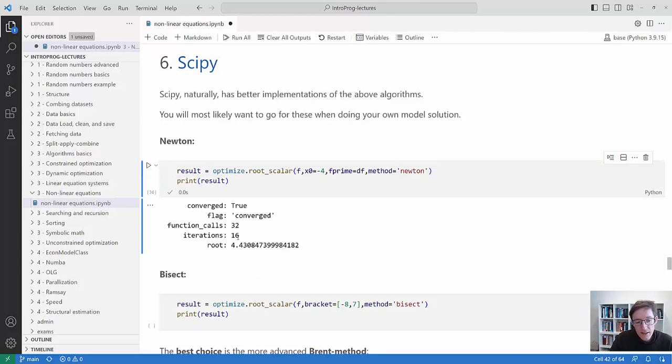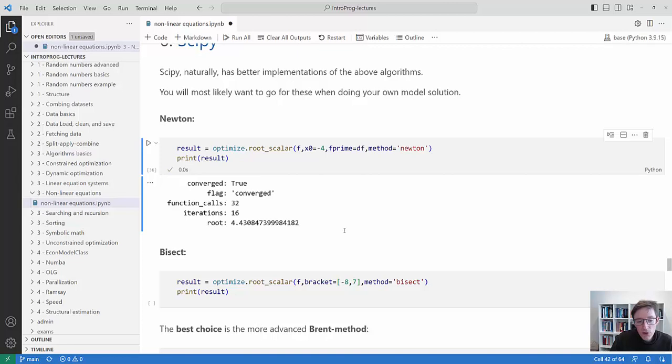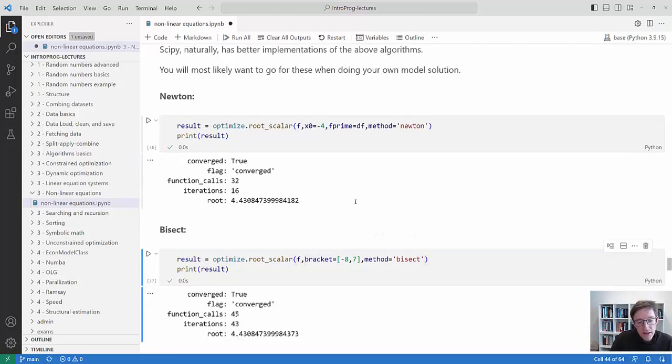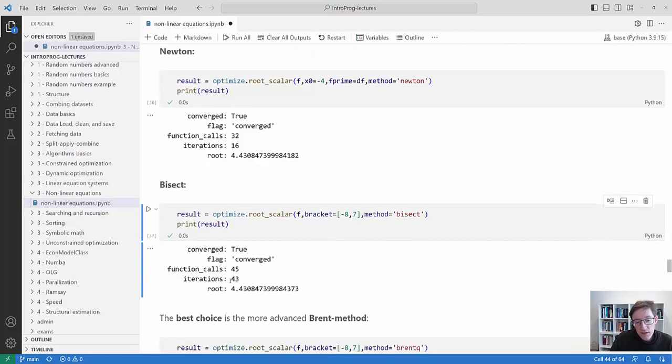You can see it takes 16 iterations, and it counts that it does 32 function calls, because it also needs to call the derivative. If you use the bisect, then you can see that it takes more iterations, but it doesn't take that many more function calls, because it doesn't need the derivative.